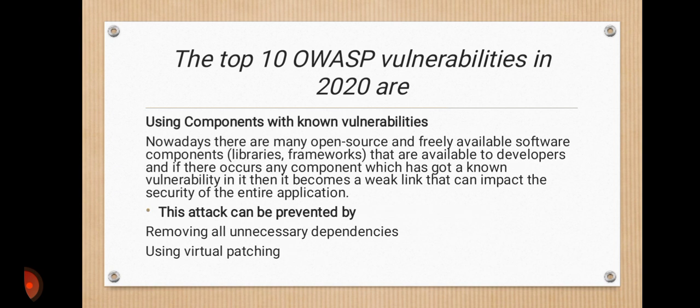The next is using components with known vulnerabilities. Nowadays, there are many open source and freely available software components available to developers, and if they use any component which has a known vulnerability in it, then it becomes a weak link and impacts the security of the entire application.